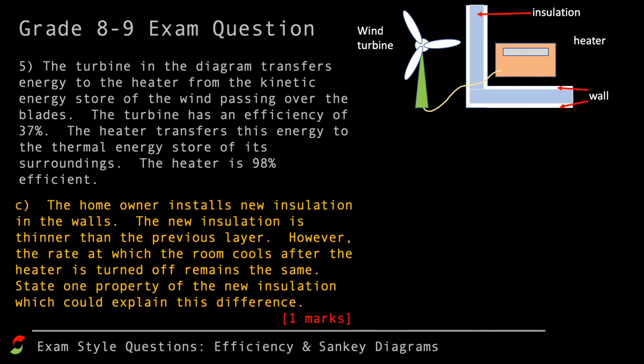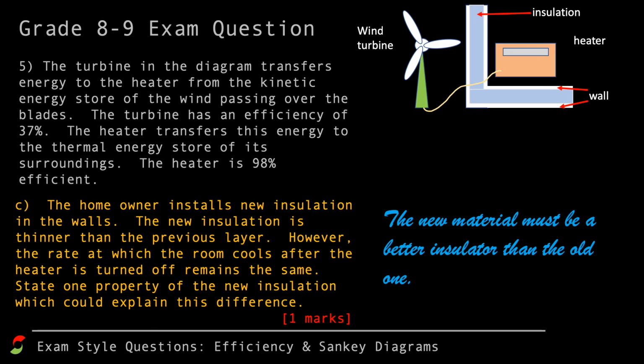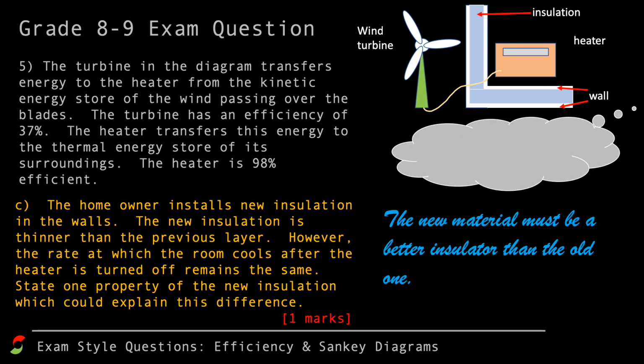Okay, part C. Pause this because there's a lot of writing there. And it's worth 1 mark, so it's difficult because you have to take in a lot of information for just that 1 mark. So what we've got to write here is that the new material must be a better insulator. And that's where we come from thinking a thinner wall, but the same result thermally. That's how we're going to answer this, by thinking about a better insulator.